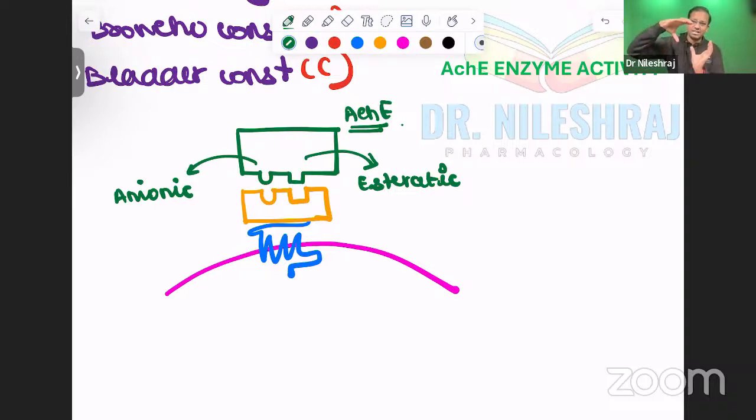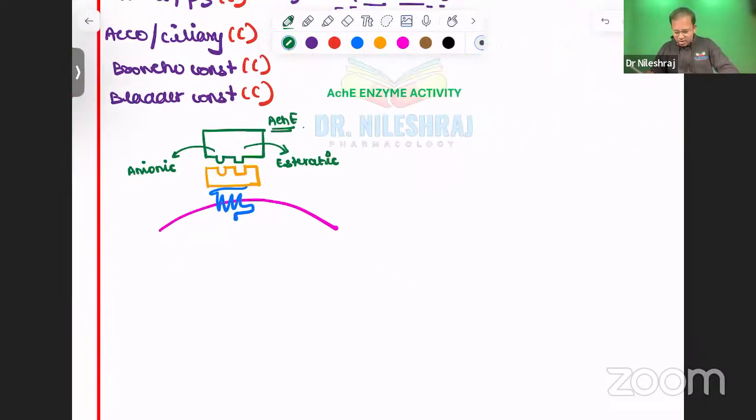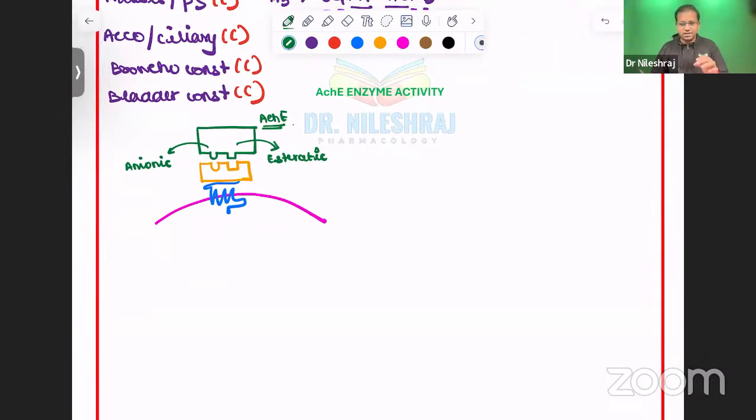We have the esterase enzyme. This esterase will come and bind with both the anionic and esteratic site. Thereby, it is going to be breaking down acetylcholine to choline and acetic acid. Don't worry about the breakdown products. This is how the response of acetylcholine is getting stopped. This is the basic introduction, buddy, to how the acetylcholinesterase enzyme produces its responses.